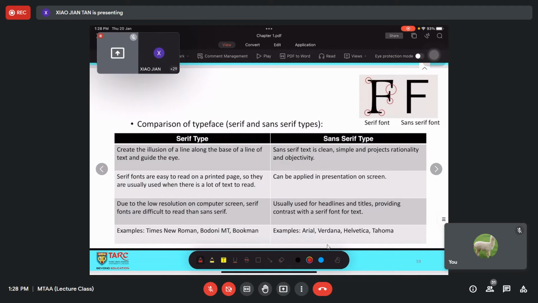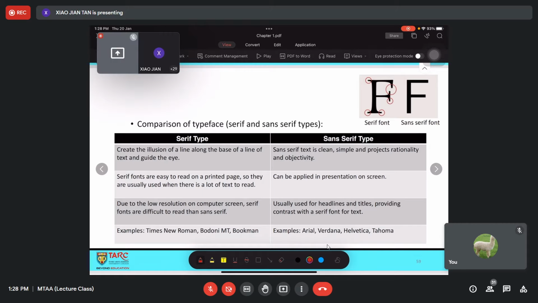So the comparison of typefaces: serif type creates the illusion of a line along the base of a line of text and guides the eyes. Also, serif fonts are easy to read on the printed page, so they are usually used when there is a lot of text to read. Due to the low resolution of computer screens, serif fonts are more difficult to read than sans serif. Examples are Times New Roman, Bodoni MT, and Bookman.